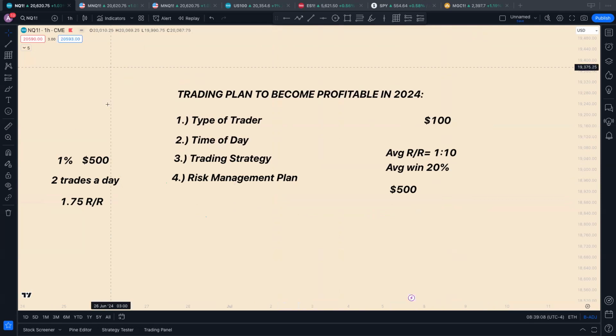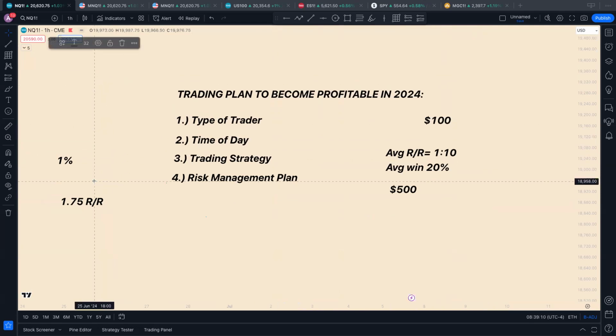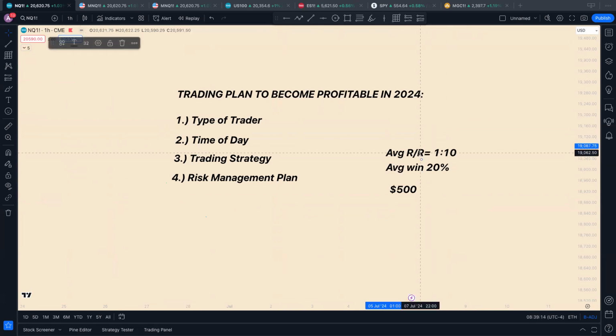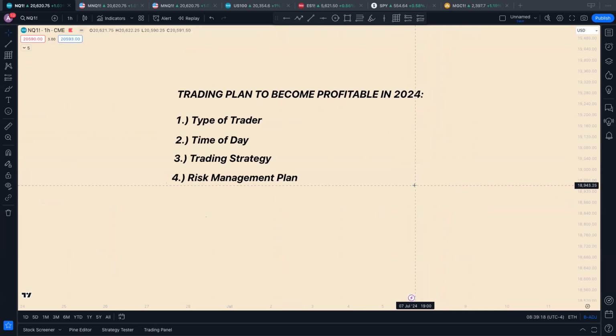So you need that risk management plan. Have a daily max pain point, and based on your average win rate and your risk reward, how many trades are you going to take a day until you hit that max loss? Like I said, you want to give yourself at least 2 trades a day, but it also depends on your win rate. And then the last thing to tie in along with this is calculating your position size.